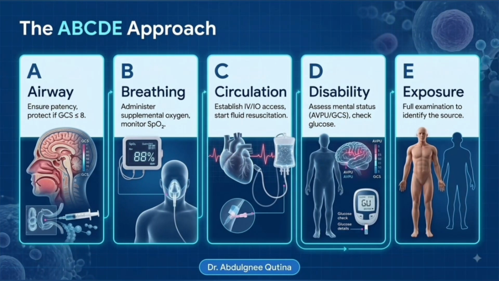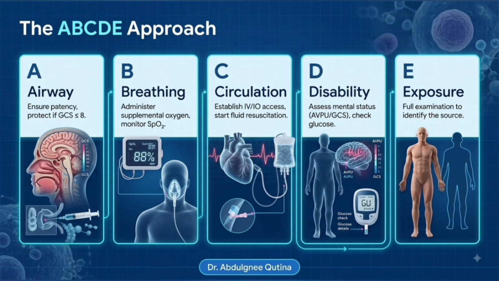Moving on to Section 2, the foundation of management. So the moment that patient arrives, we always fall back on the ABCDE approach. This is your rock-solid foundation. A is airway. Ensure patency and protect it, meaning intubate if their Glasgow Coma Scale is 8 or less. B is breathing. Slap on supplemental oxygen and monitor that SpO2.